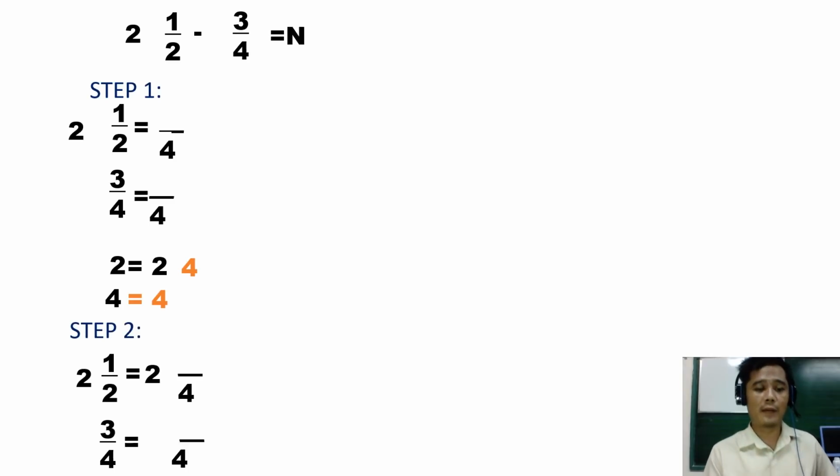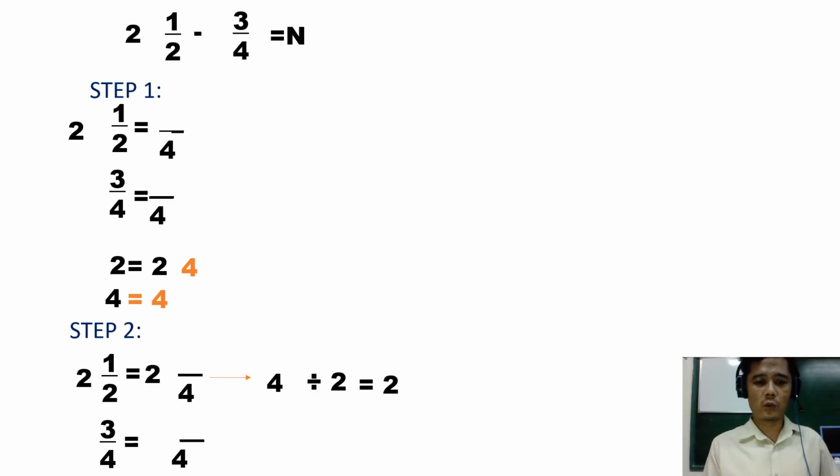So, listing method lang ulit gagamitin ko. 2, 4, at sa 4 ay 4 lang. So, agad meron na siyang LCD. So, meron na silang pagkakaparehas. So, ang LCD ng 2 and 4 ay 4. Second step, hanapin lang natin yung nawawalang numerators nitong mga to. So, ang second step natin, divide the LCD by the denominator, then multiply by numerator. So, 4 divided by 2 is equal to 2, and times 1 equals 2.